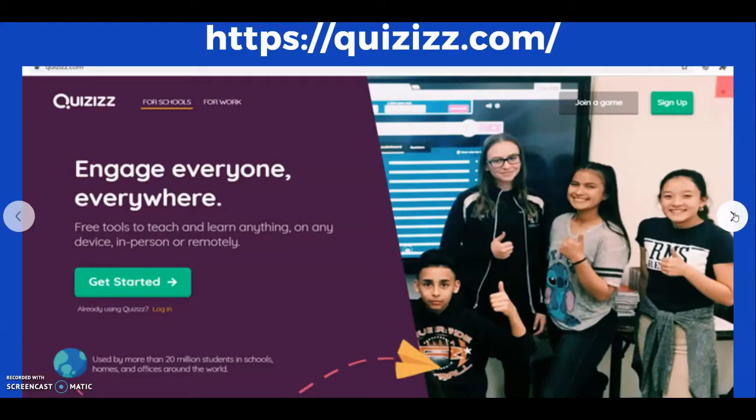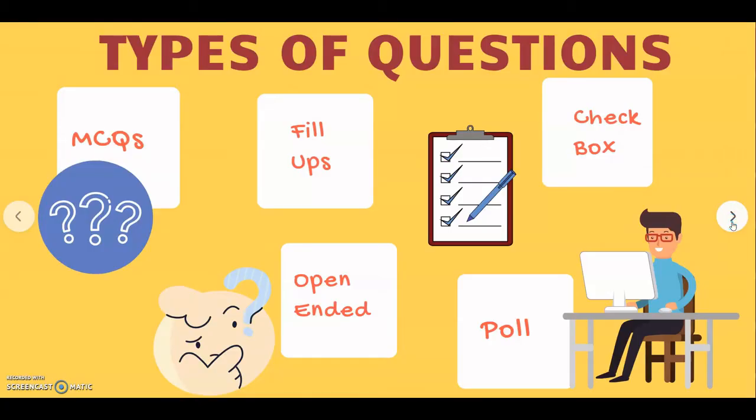Through this tool you can easily create your own quiz, and the students can attempt those quizzes online and they can get the feedback immediately. This tool is available in both the mobile app version and also the desktop version. There are various types of questions which you can structure through this tool. First, the multiple choice questions. Second, the fill-ups. Third, the checkbox type questions. Then the open-ended questions, and the last one is the polling questions.